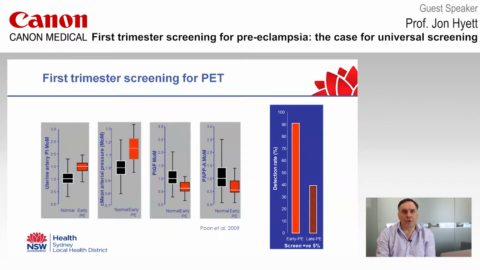So Leona Poon, when she was working with Kypros Nicolaides in London, demonstrated that we can predict placental dysfunction at 12 weeks of pregnancy. And you can see that this test uses uterine artery Doppler, mean arterial pressure, and then two biomarkers, PLGF and PAPP-A. And with that combination, she could predict 90% of women that would need delivery for preeclampsia before 34 weeks, with about a 5 to 10% screen positive rate.